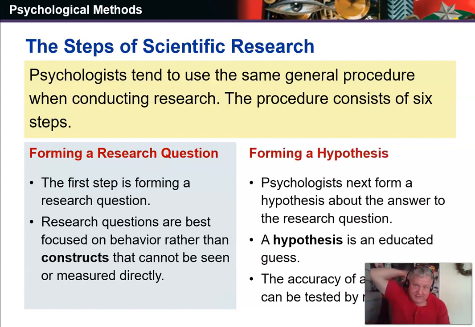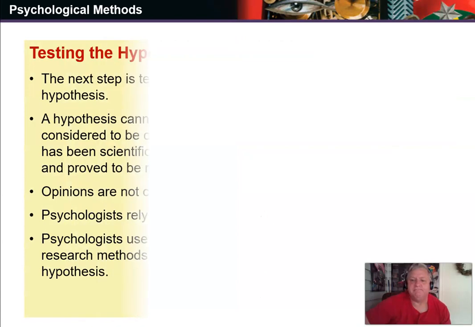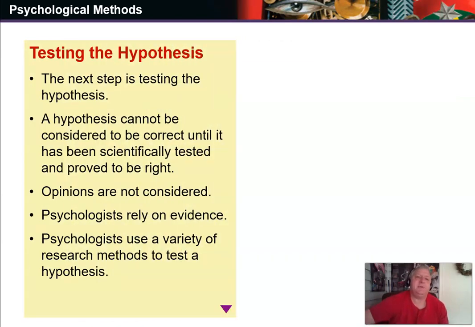Forming a hypothesis. Psychologists next form a hypothesis about the answer to the research question. A hypothesis is an educated guess. The accuracy of a hypothesis can be tested by research. The next step is testing the hypothesis. A hypothesis cannot be considered to be correct until it has been scientifically tested and proved to be right. Opinions are not considered. Psychologists rely on evidence, and psychologists use a variety of research methods to test a hypothesis.